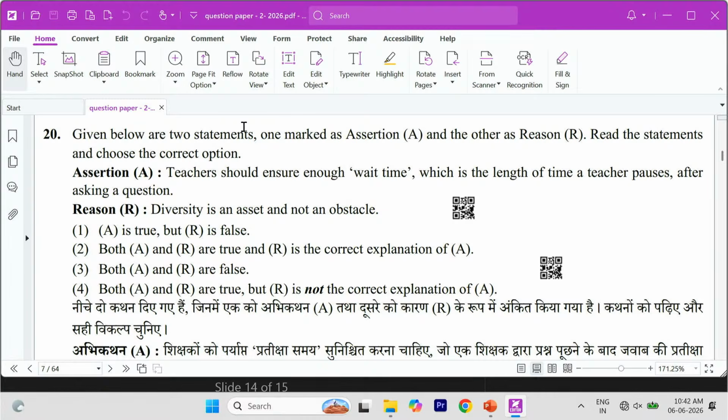Can we say that? Can we relate diversity with the assertion? No, we cannot relate it. So we just remove this. Both A and R are false. It talks about A and R.